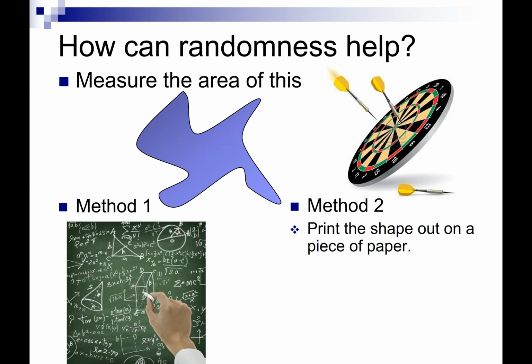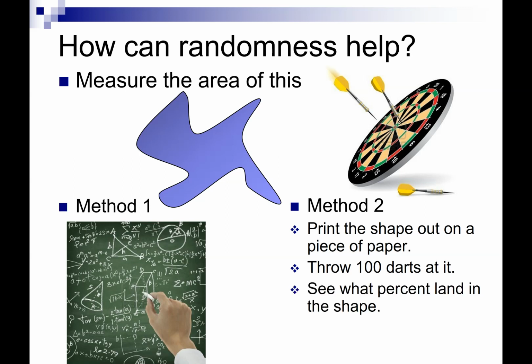On the other hand, for the random algorithm, this is going to be much simpler. One thing that you can do is take the shape and print it out on a piece of paper, and then maybe throw a bunch of darts at it. You randomly throw a bunch of darts and they're going to hit random locations on your piece of paper. And then you just look at what percent of the darts that land on the paper are actually in your shape.